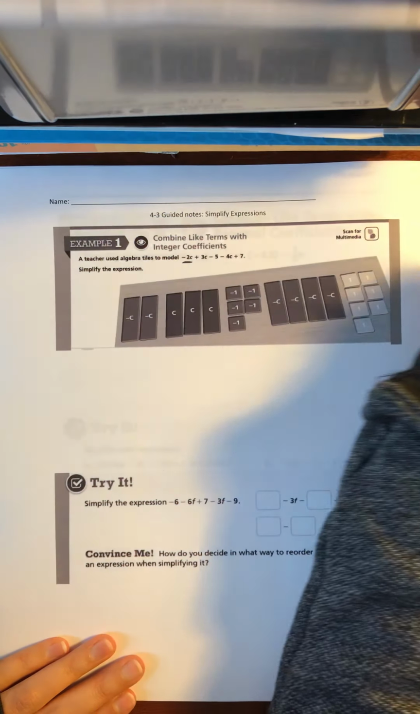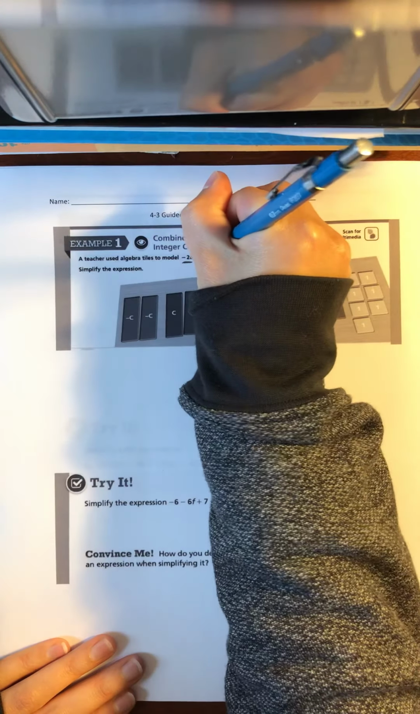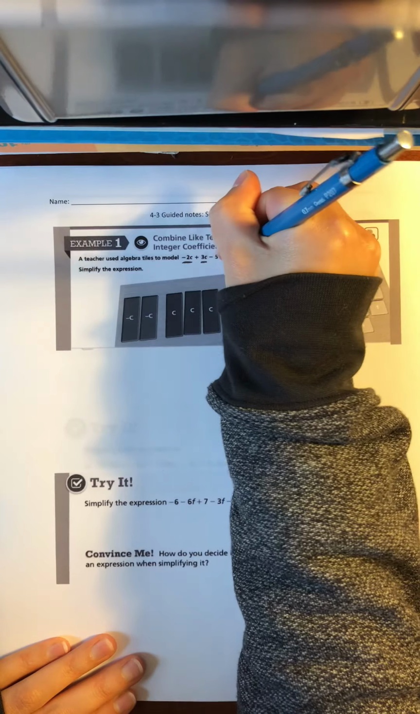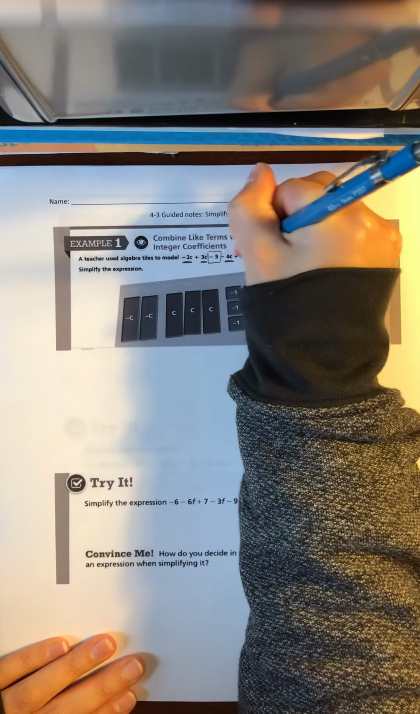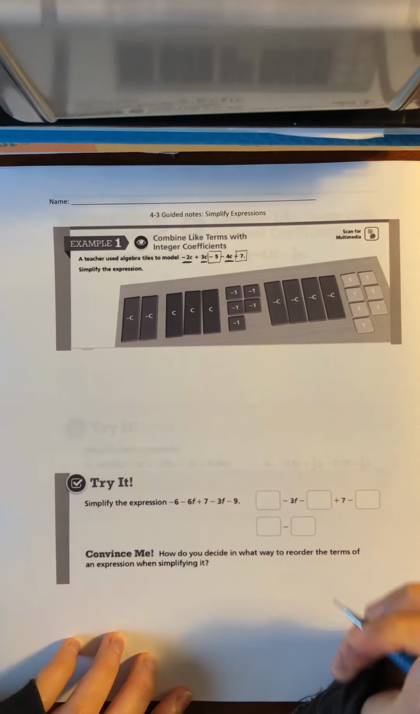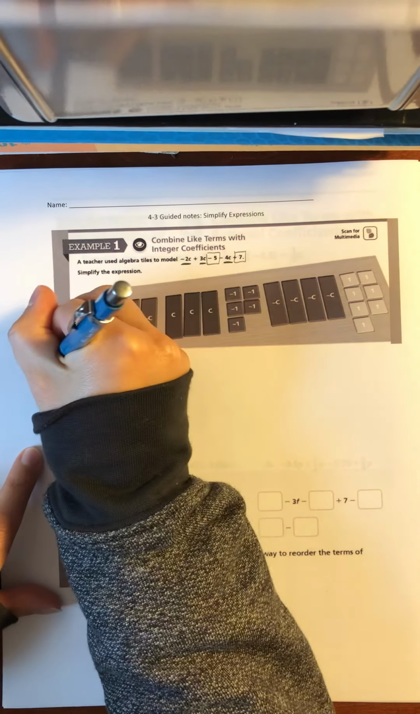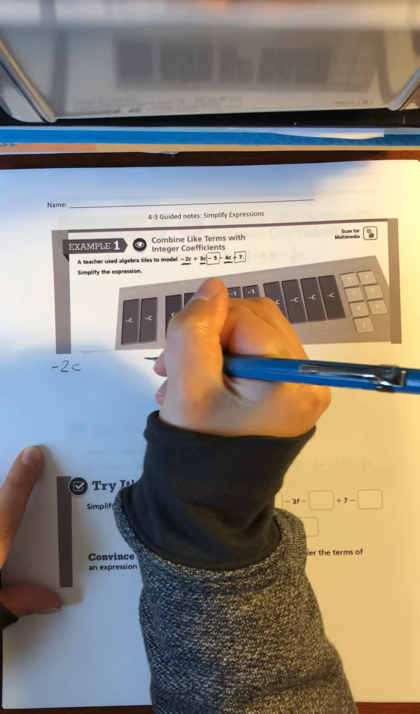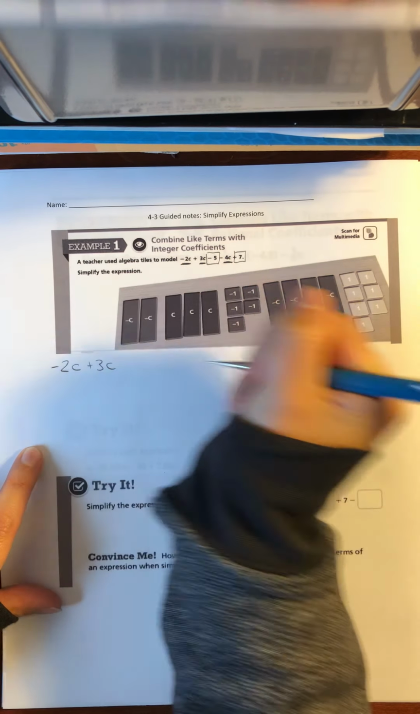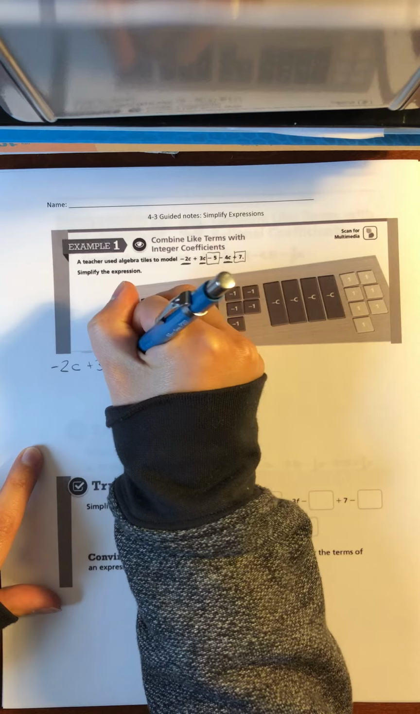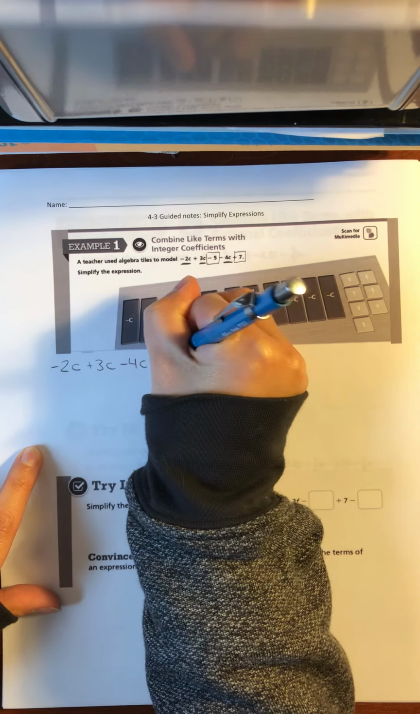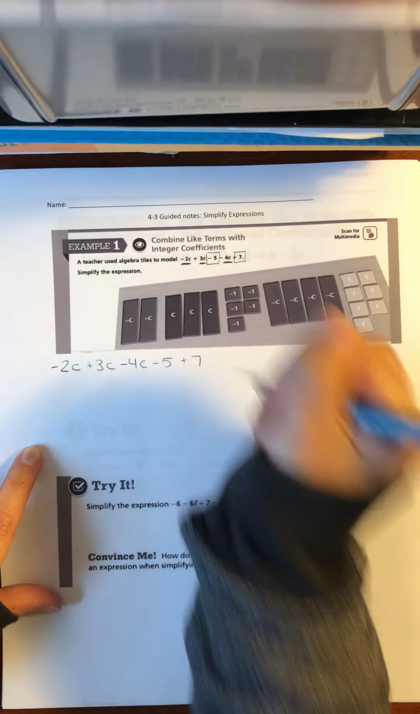underline and box my like terms. So negative 2c, 3c, and negative 4c are like terms, and then negative 5 and positive 7 are like terms. So then I like to write my like terms next to each other. So negative 2c plus 3c minus 4c minus 5 plus 7.